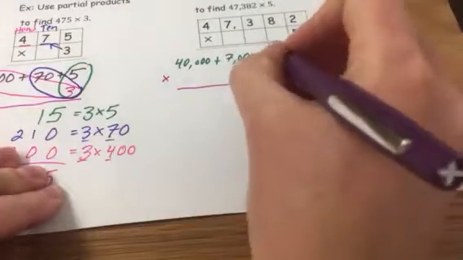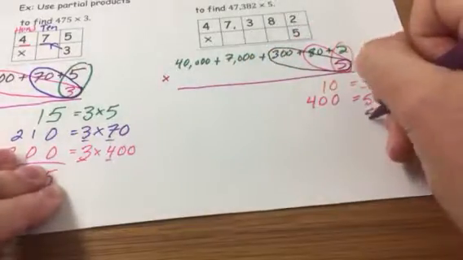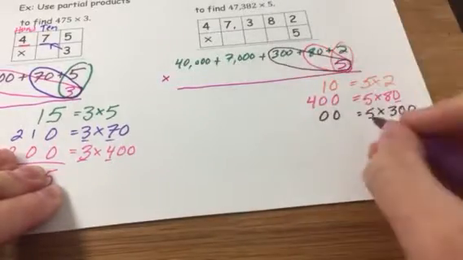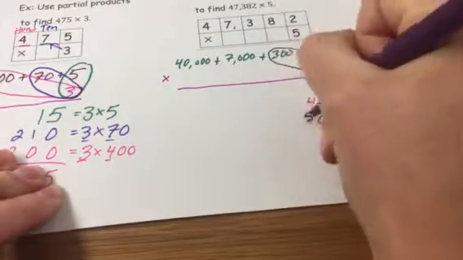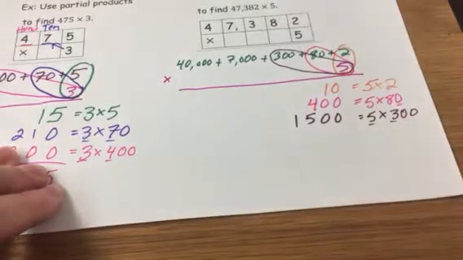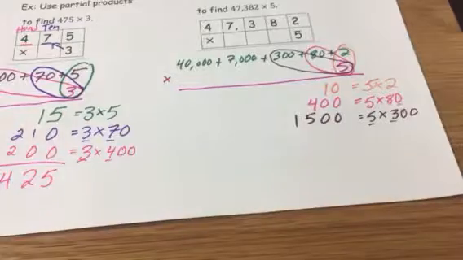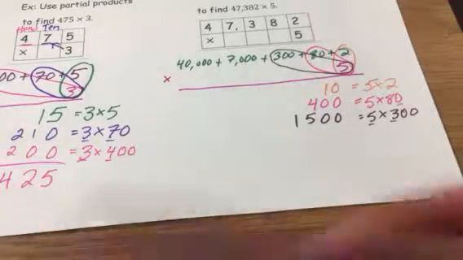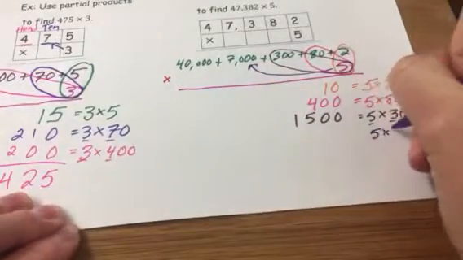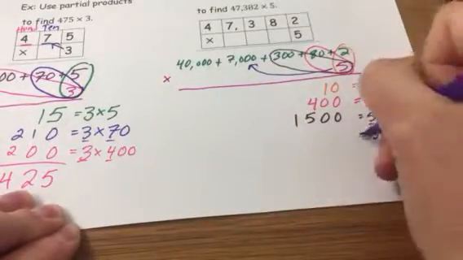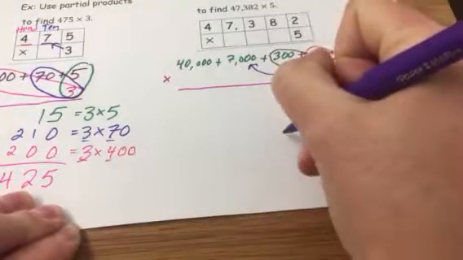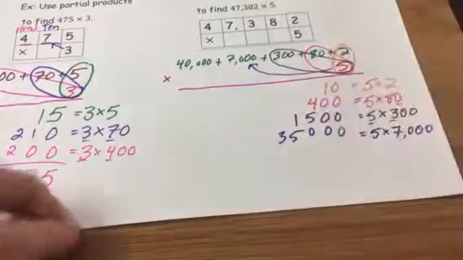Now I'm going to multiply the 5 by the 300. 2 zeros. 5 times 3 is 15. And again, if you're not familiar with this method, I encourage you to look back to our notes where we learned how to multiply by multiples of 10. I'm going to go ahead and multiply the 5 by the 7,000. I have 3 zeros. 1, 2, 3 zeros. 5 times 7 is 35.